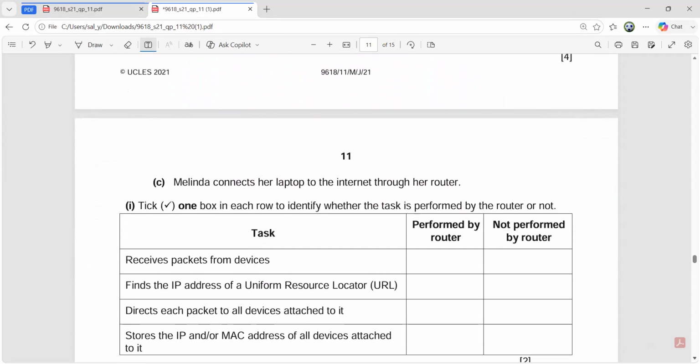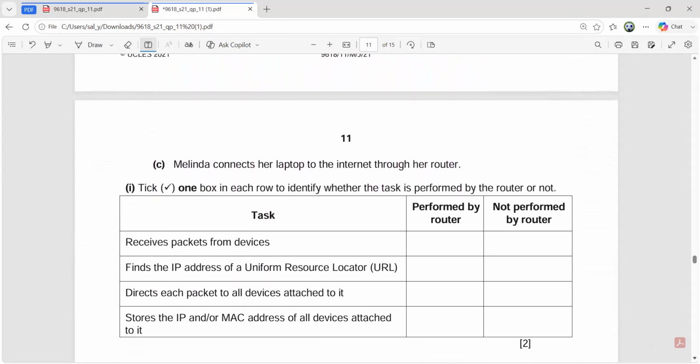The next part C. Melinda connects her laptop to the internet through her router. Tick one box in each row to identify whether the task is performed by the router or not. Routers receive packets from devices. Is it yes or no? It's yes, performed by the router. Finds the IP address of a URL. Is a router doing this? No, it is not. It's the job of the DNS.